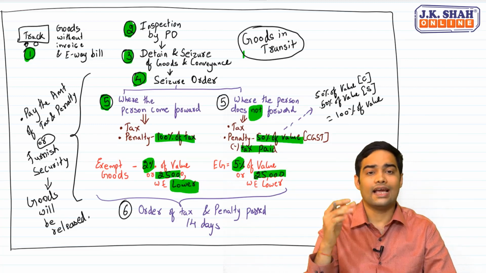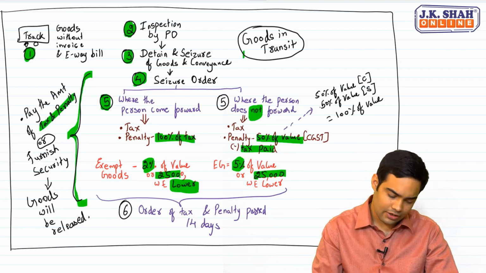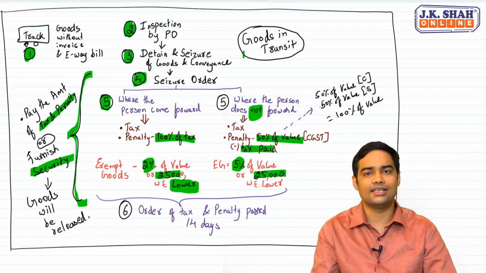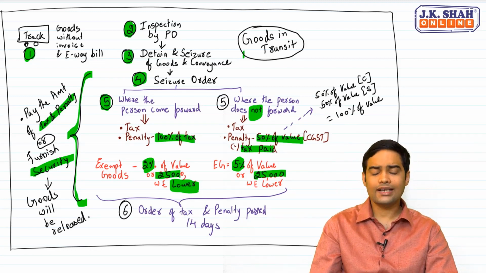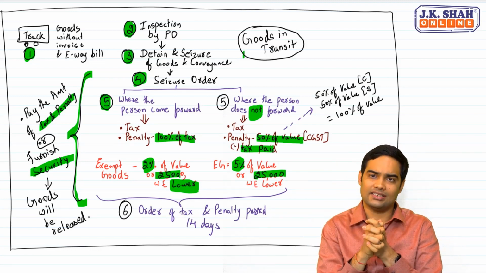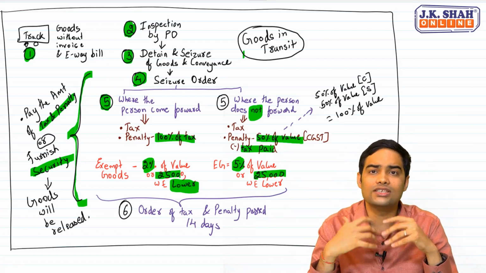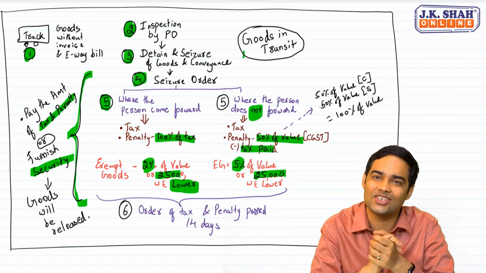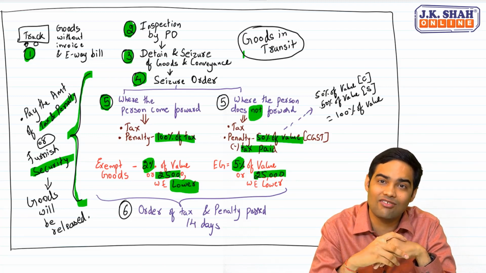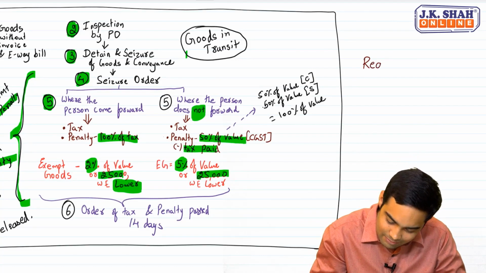Be very careful. Can you get the goods released while the proceedings are going on? The answer is yes. Either you can pay that tax and penalty, or you can furnish a security for that tax and penalty, and the goods would be provisionally released. What happens after this order is passed? Thereafter, they might confiscate the goods. If you don't pay these amounts, goods will be confiscated, meaning thereafter ownership has transferred to the government. And once ownership passes to the government, can you get back the goods? The answer is yes, by paying a redemption fine.